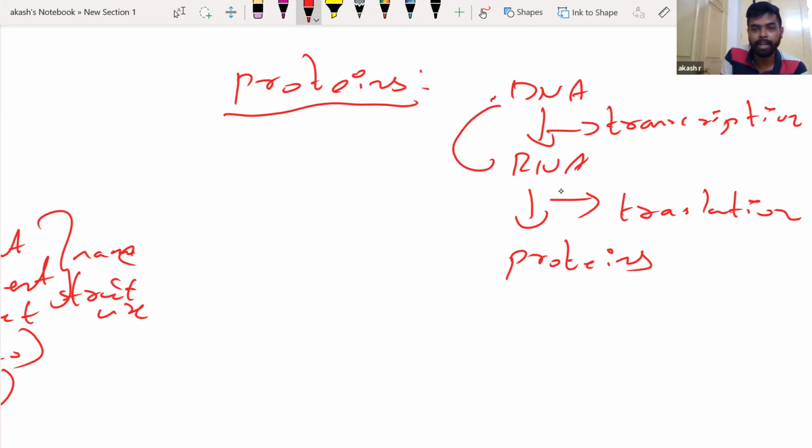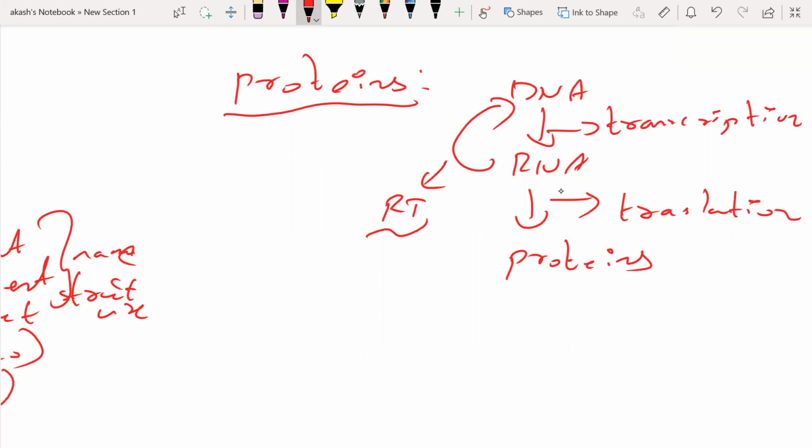And I can even have the RNA getting converted to DNA, and that is RT. What is RT, people? Reverse transcription. Transcription is DNA to RNA. Reverse transcription is RNA to DNA. Right. So now I want to tell you this point.